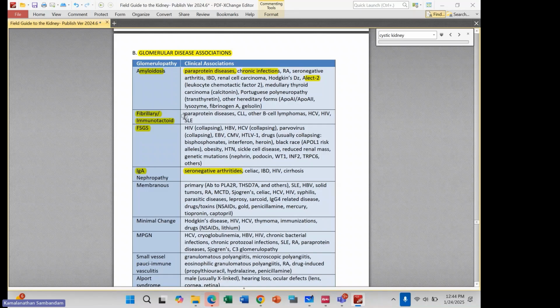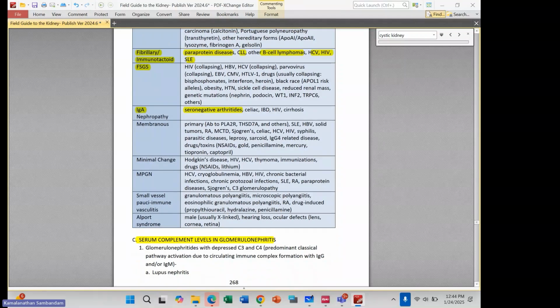Fibrillary and immunotactoid. These are somewhat esoteric kidney conditions. You'll see only a handful in a career. These have associations with paraproteinemias, CLL, lymphomas, and then these infectious diseases and autoimmune diseases. Okay? FSGS, let's take some time on this one because this one is fairly common.